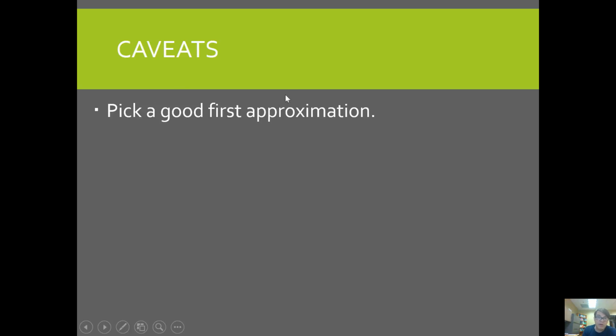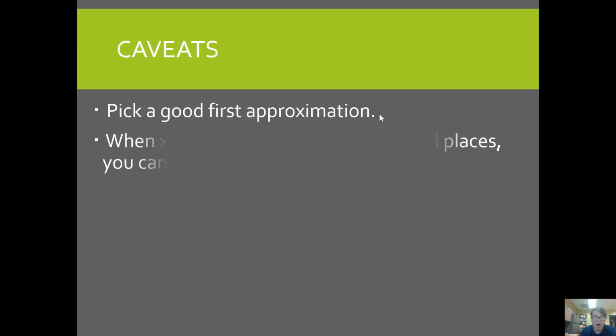Okay, so here are the caveats. Pick a good first approximation. There are some really weird functions where you have to be careful what you pick as your x1, and you do this by graphing it. You can use the graphing calculator to get a general sense of what the graph looks like. And of course you can use that to try to get a solution too. But sometimes graphing calculators are deceptive. Sometimes you have to really expand the graph to realize that, oh wait, there's something really crazy going on here. But pick a good first approximation, because sometimes if you don't, you can end up way off.